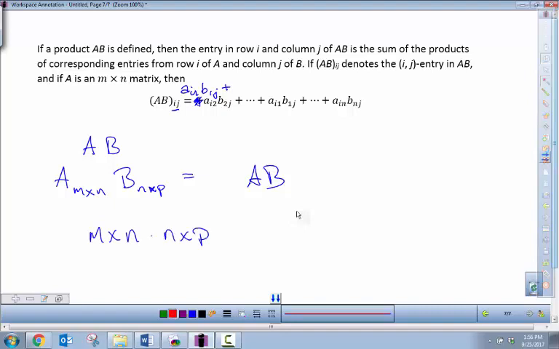So back to what we were talking about here. Earlier we said that these numbers have to match. And not only that, but your new matrix will have the first matrix's number of rows and the second matrix's number of columns. So your new matrix will be an M by P, whatever those are. Okay? As long as the middle one matches.